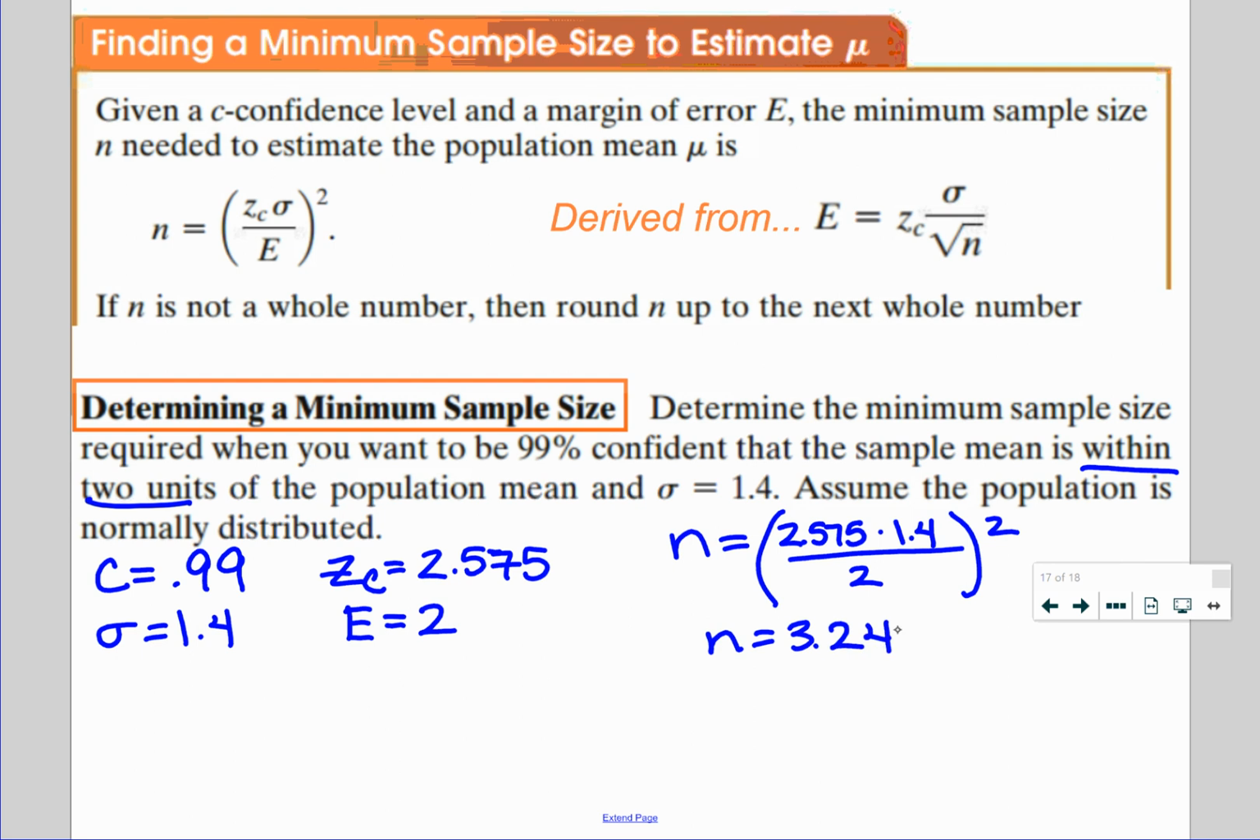Okay, now remember this is sample size, so your answer is not going to be a decimal. If your number is not a whole number already, we're going to round up to the next whole number, whatever that is. So in this case, we would round up to 4, which says if we want this confidence level with this error, then we need a minimum sample size of 4. Again, we know that the population is normally distributed, so we don't have to worry about it being greater than 30, of course. Okay, and that is it for 6-1.